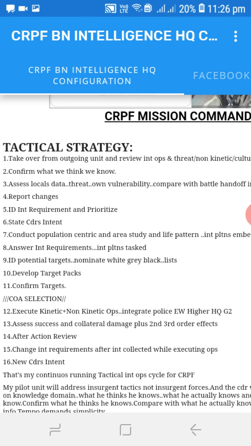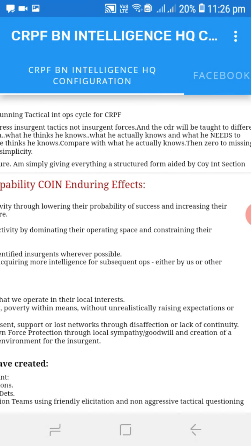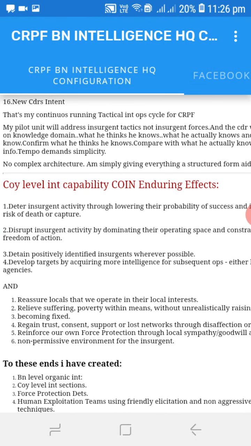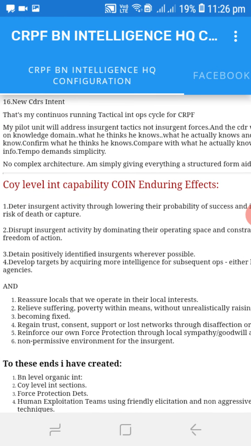Now, that's my continuous running tactical int ops for CRPF. Company level int capability, COIN enduring effects. Number one, deter the insurgent activity through lowering their probability of success and increasing the risk of death or capture. Two, disrupt insurgent activity by dominating the operating space and constraining their freedom of action. Three, detain positively identified insurgents wherever possible. And four, develop targets by acquiring more int for sustained operations either by us or other agencies. This last point, develop targets by acquiring more int for subsequent operations.